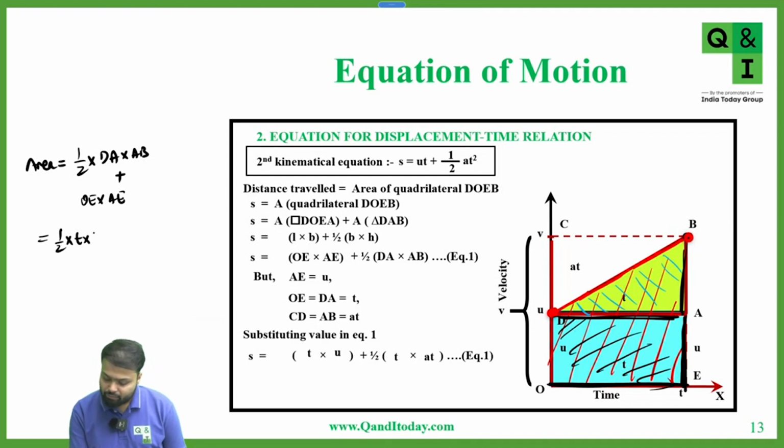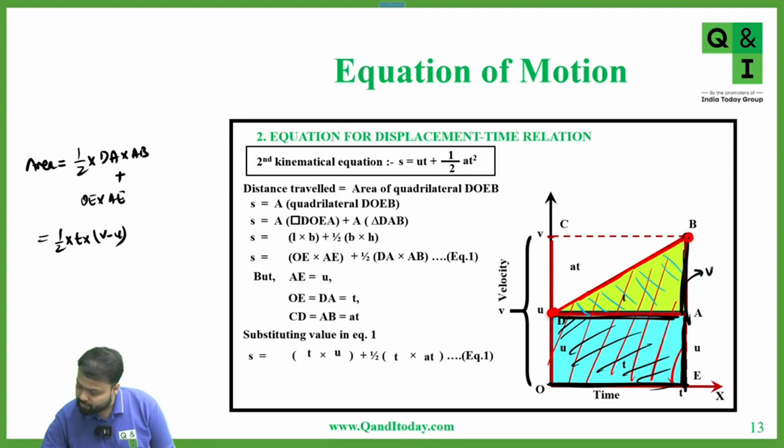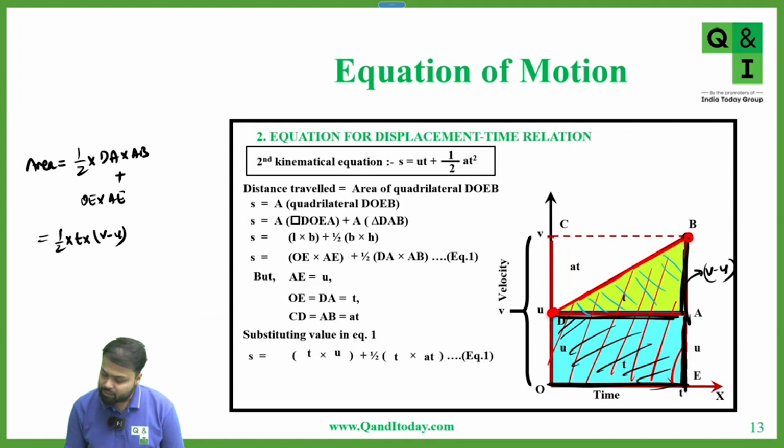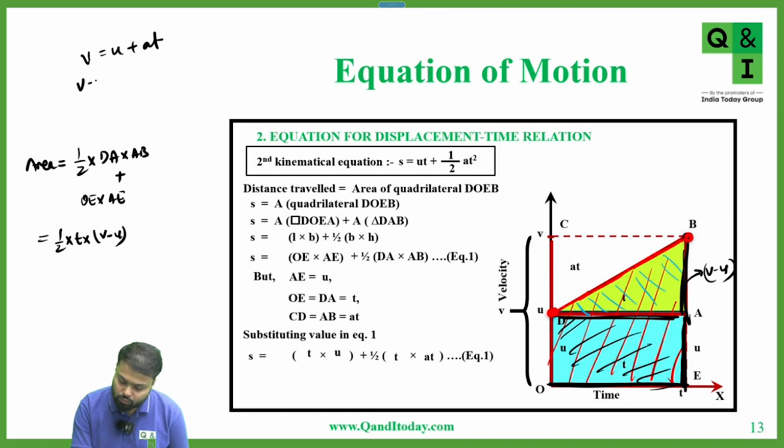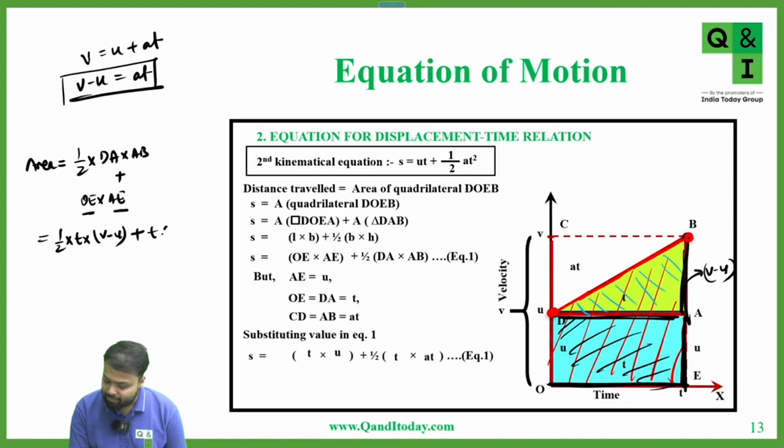Now AB is V minus U. AB is what? V minus U. This AB length is V minus U. And in the first equation of motion, we know that V is equal to U plus AT. So V minus U is equal to AT. Plus OE into AE. Now OE is time, AE is U. Now in place of V minus U, we can write AT.